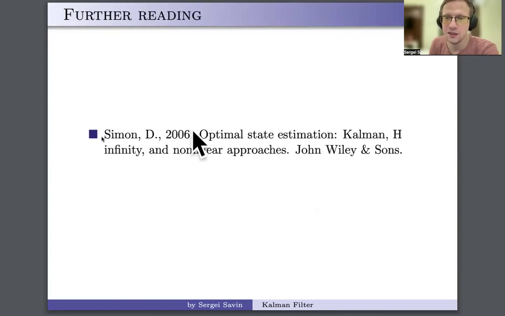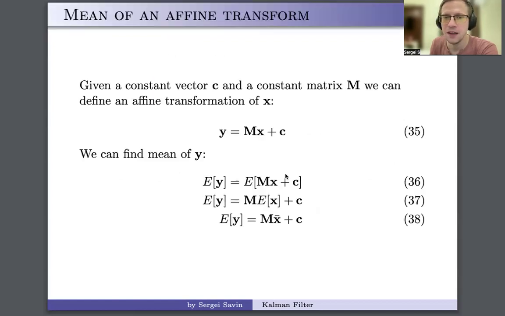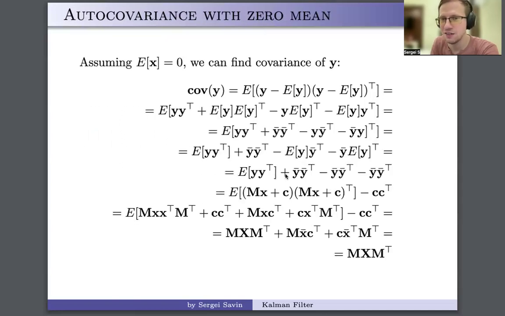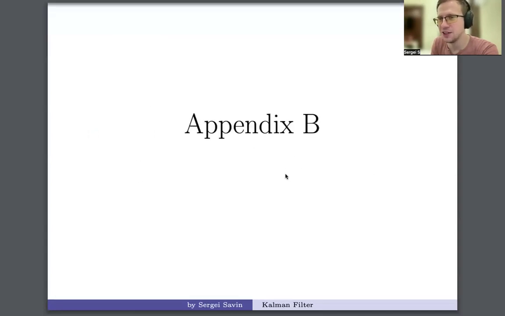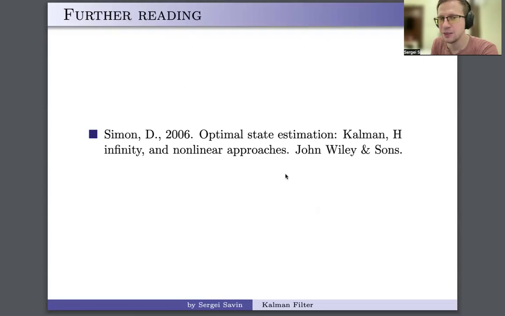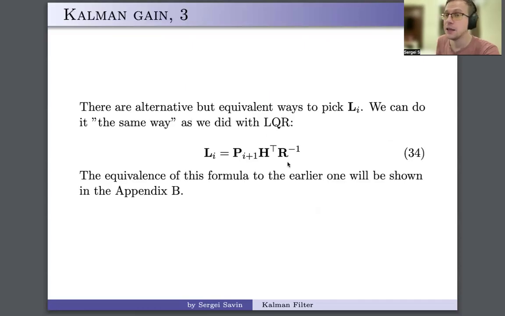Here is my proposal, what you can read more on this topic. Quite interesting book. Here, if you want, you can look at a little bit more mathematics on means and so on. Like what happens when the mean is not zero, right? You can see the mathematics is a little bit more difficult. And Appendix B is a proof of this property, the last property I said, like this one.